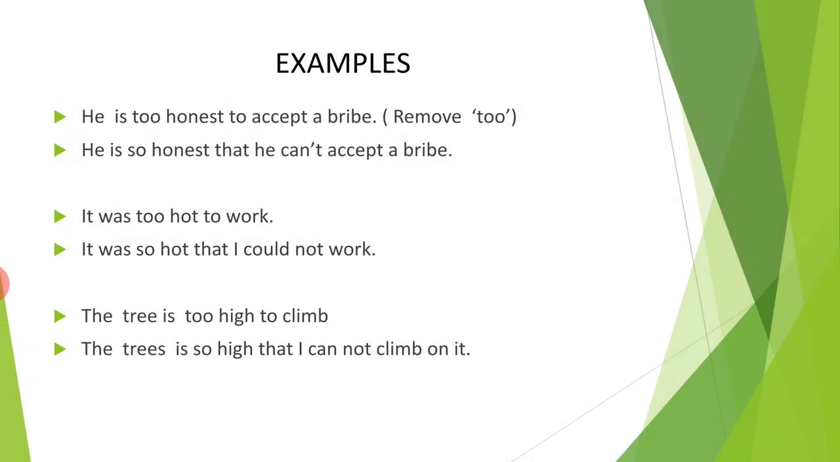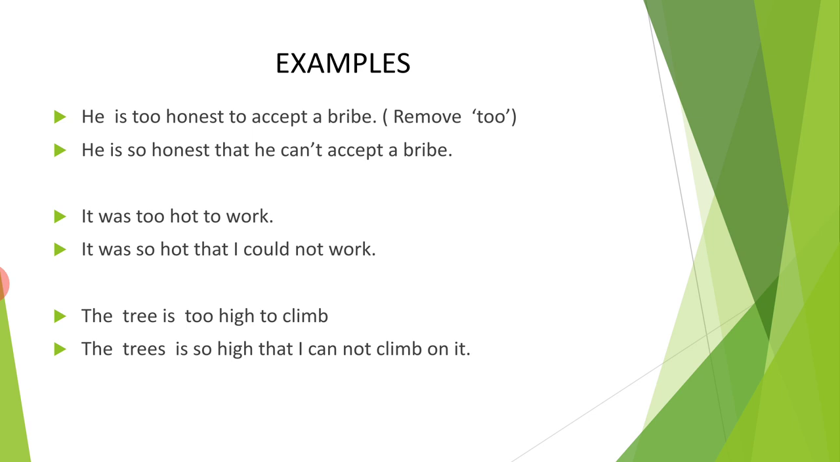Example: he is too honest to accept a bribe. Now remove to, so that you have to put. So he is so, at the place of to you have to use so. Honest, at to you have to put that, and he can't accept a bribe. He is so honest that he can't accept a bribe. So here it becomes negative.